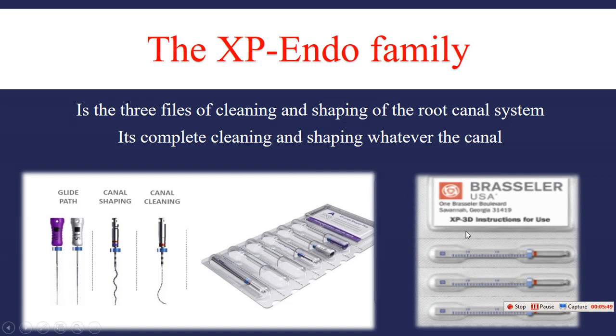Also, the package can be 3 canal because it's single use, 3 files for cleaning or 3 files for shaping, with different working lengths, as seen in this blister tube. Working lengths of these instruments are 21, 25 and 31. The benefit of this tube, as seen in this picture, is adjusting the working length and preserving the original shape of the file.